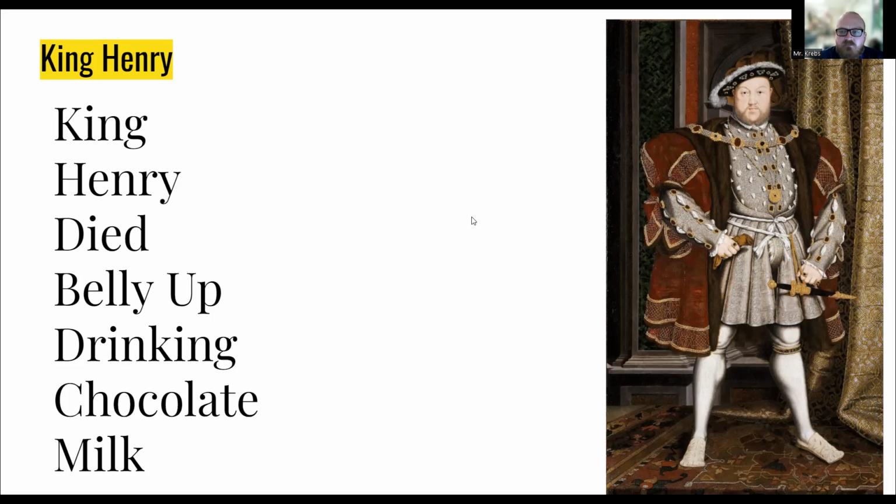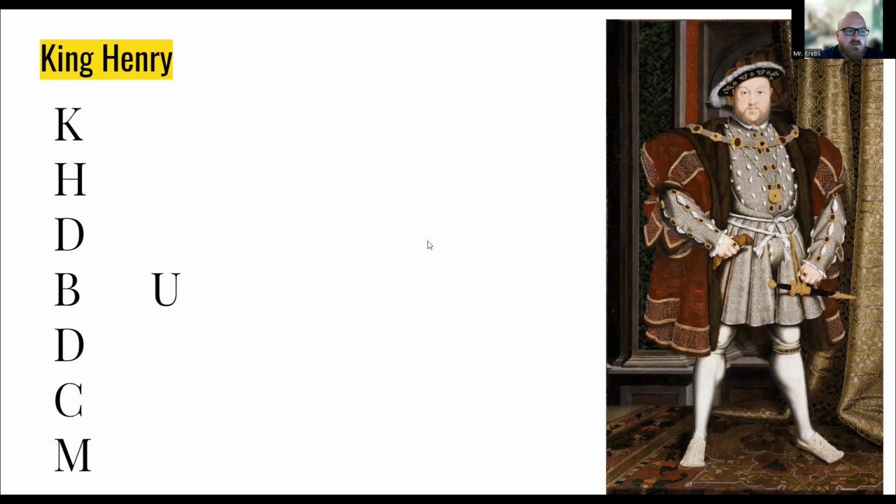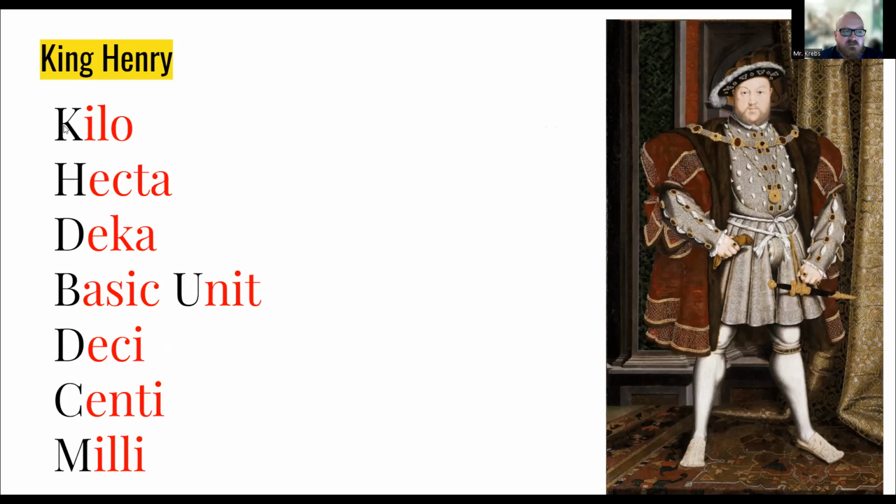Now, every label in the metric system has prefixes or letters that come before the actual thing. So, for example, we have grams, but we have milligrams, we have liters, but we also have milliliters and so on. So each of these first letters represents something in that chart. K for kilo, H for hecta, D for deca, B, U, belly up. That also stands for basic unit. Then we have deci, centa, and milli.